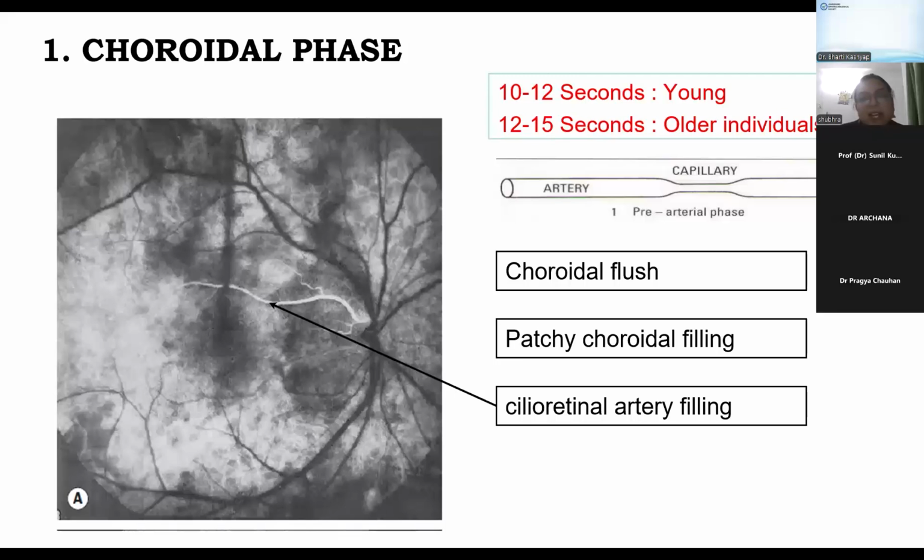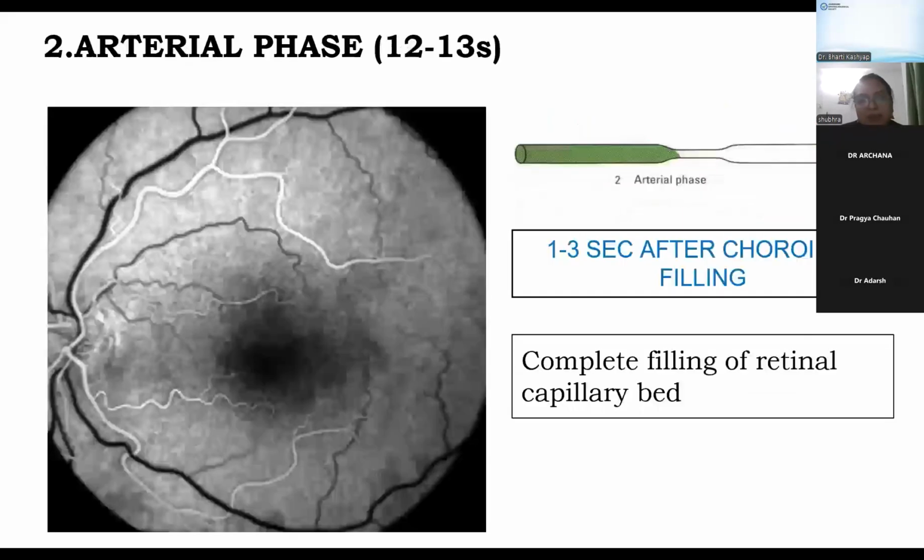The cilioretinal artery, even though the name has retinal in it, is supplied by the choroidal vessels, so it fills in the choroidal phase. Next is the arterial phase. This occurs 1 to 3 seconds after the choroidal filling, and this is the complete filling of the retinal capillary bed. You can see in the picture the arteries have filled.